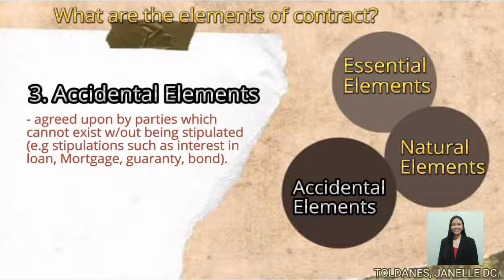And the third one is the accidental elements. This element exists by virtue of an agreement for the purpose of expanding, limiting, or modifying a contract. Such accidental elements are conditions, clauses, terms, modes of payment, or penalties.